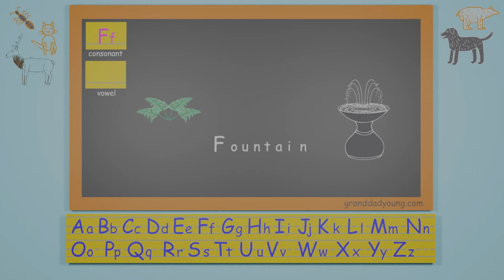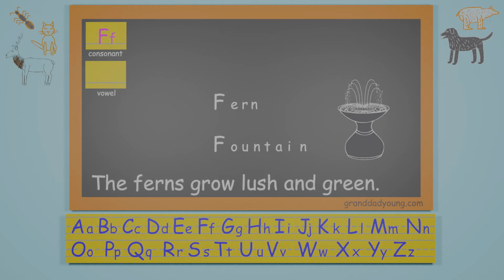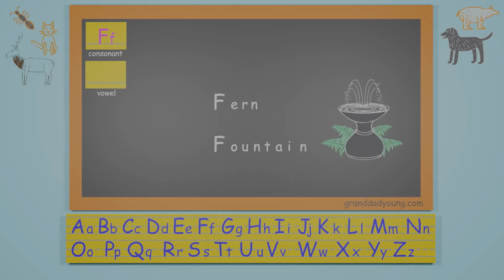Fern. F-E-R-N. You can tell a fern by its triangle shape. They prefer to grow in moist areas. The ferns grow lush and green. Where do they grow? Why, near the fountain.